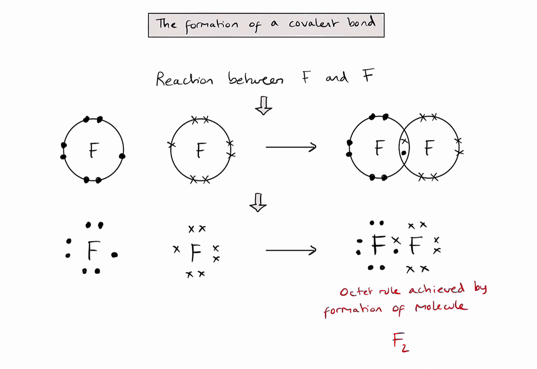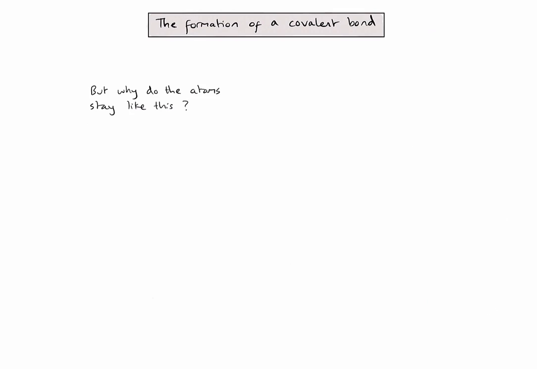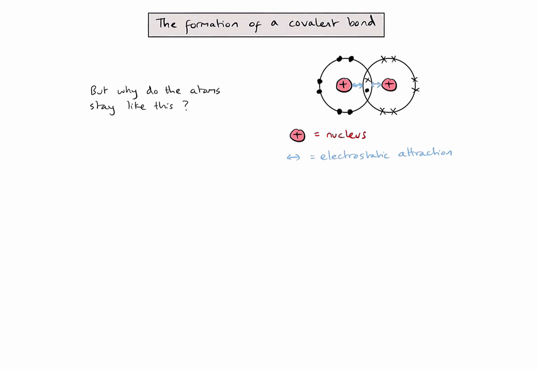However, simply stating that the octet rule has been achieved is not really an explanation for why these two atoms are now staying together in a molecule. So let's consider what electrostatic forces are taking place here to hold them together. To explain why, let's again draw those Bohr models, but this time showing the nuclei in the middle of the atoms. By doing this, I can see that the two positive nuclei are actually being attracted to the shared pair of electrons in between them. It's this electrostatic attraction that's responsible for holding those two atoms together in a molecule.